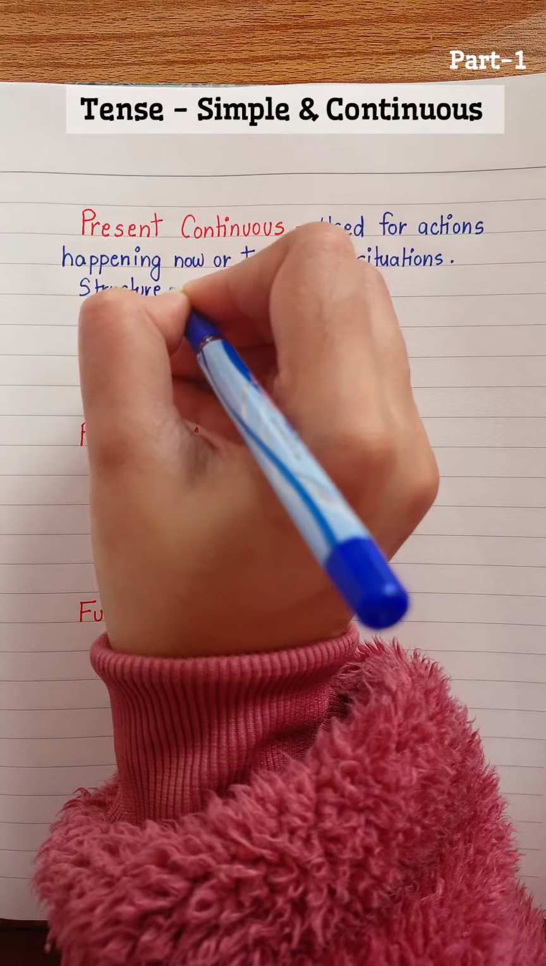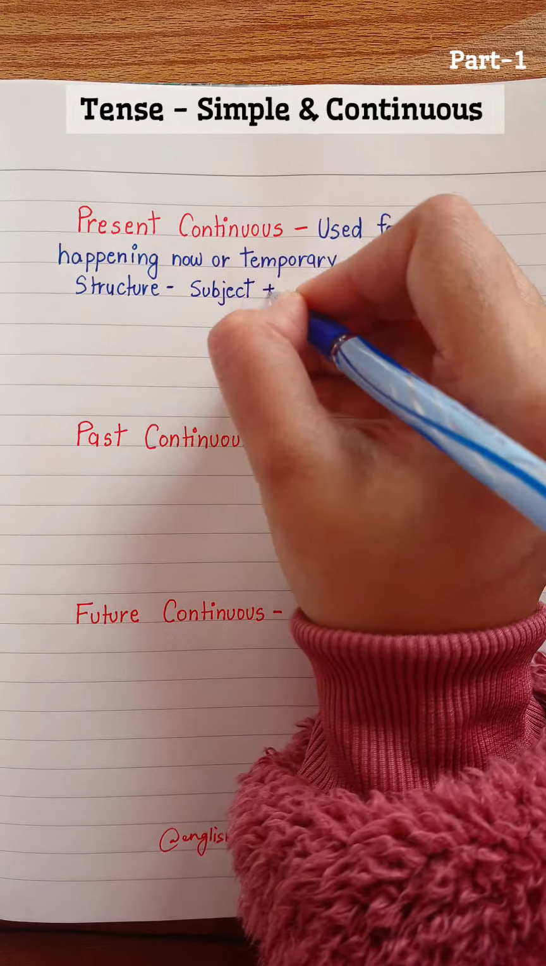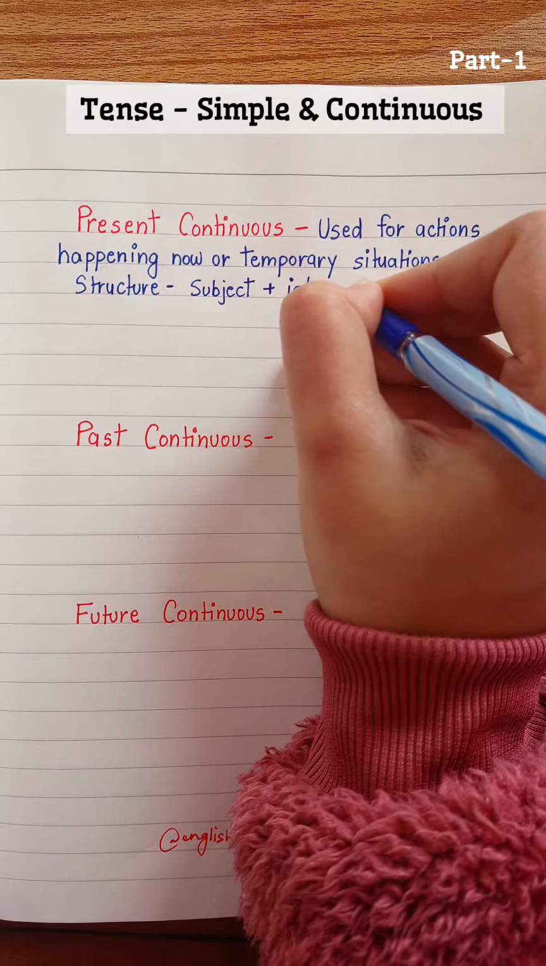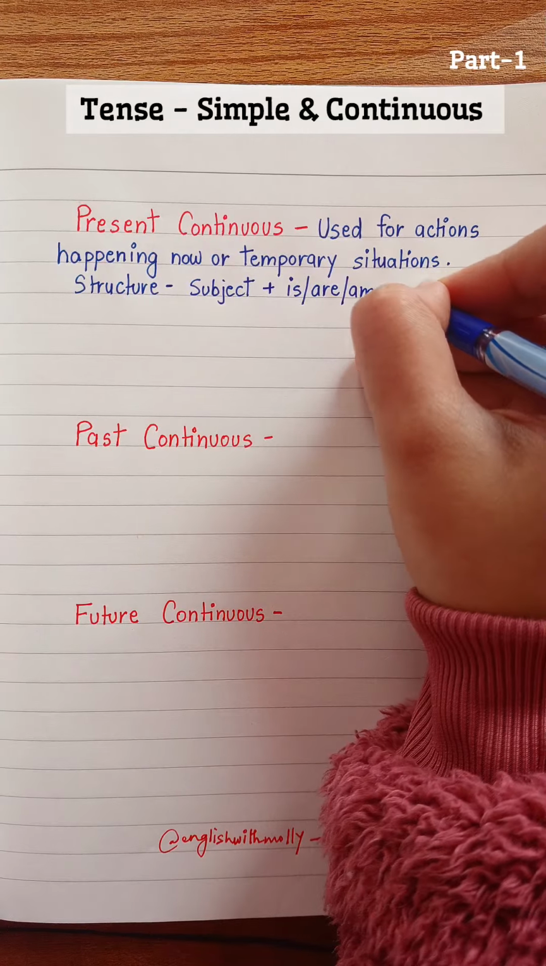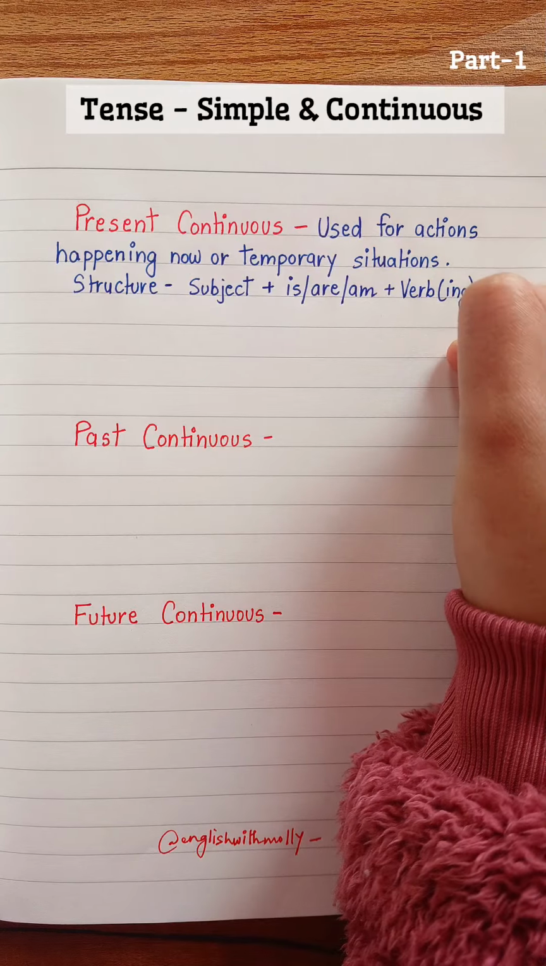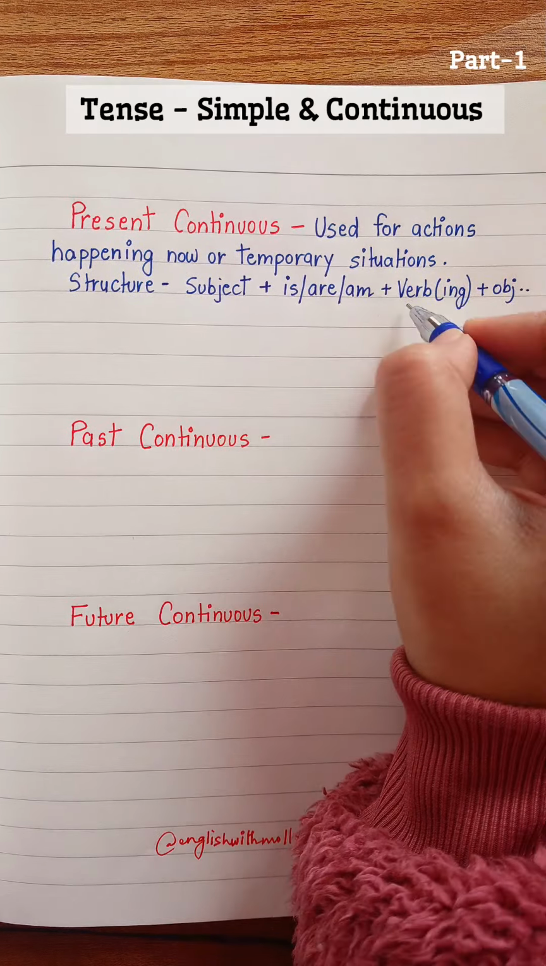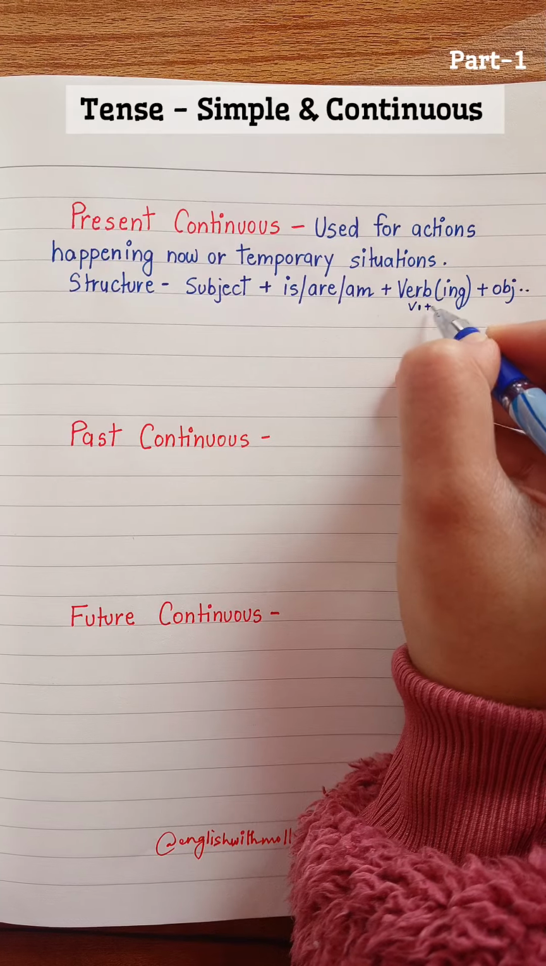Let's see the structure for present continuous tense. It's quite easy. Subject plus is, are, am plus verb plus ing or ing form of the verb plus the remaining sentence or the object. Now this is verb 1 plus ing.